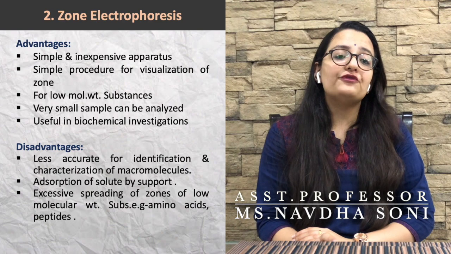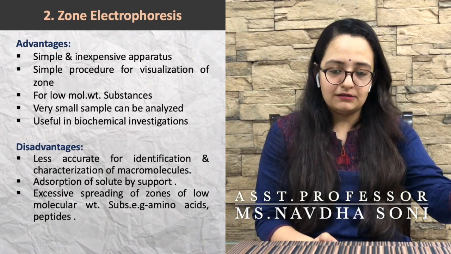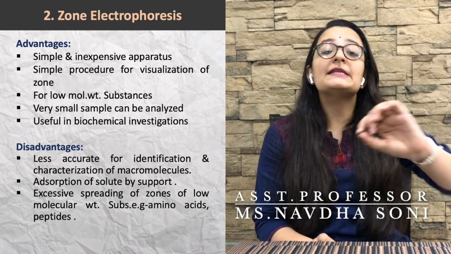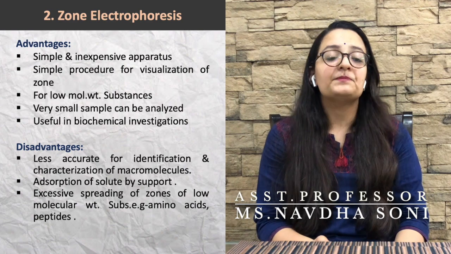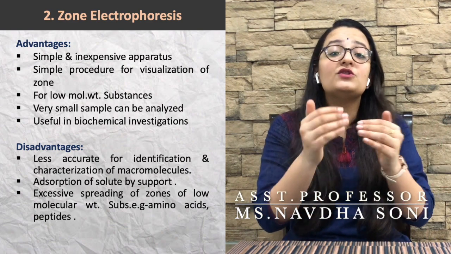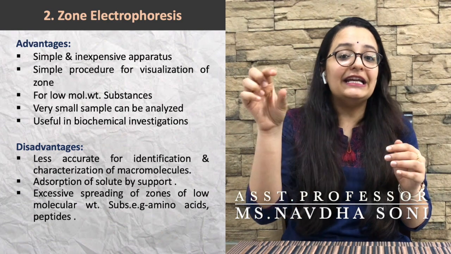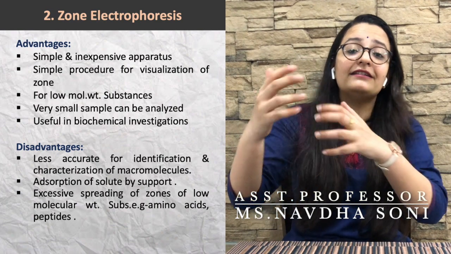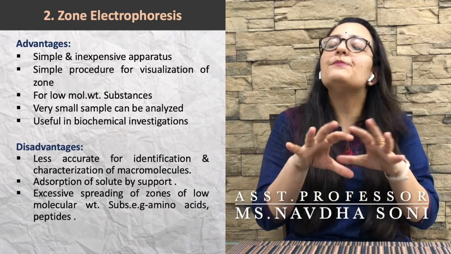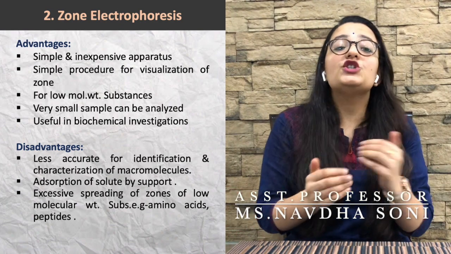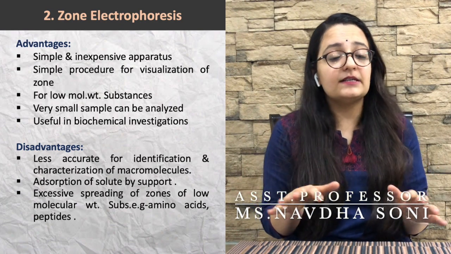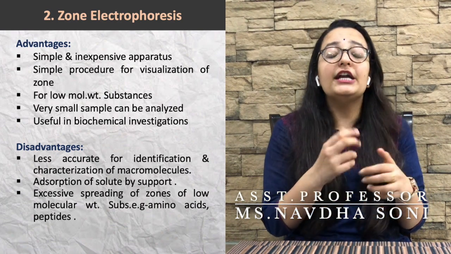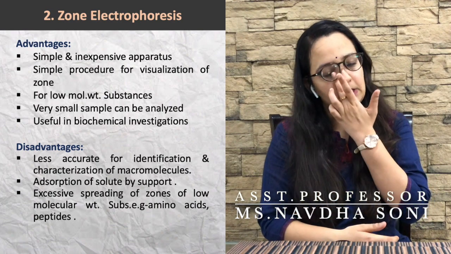The advantages of zone electrophoresis over free or moving boundary electrophoresis are that it has a simple and inexpensive apparatus and a simple procedure for visualization of zones, because here zones are seen rather than photo detection. It is used for low molecular weight substances, very small samples can be analyzed, and it is also useful in biochemical investigations.